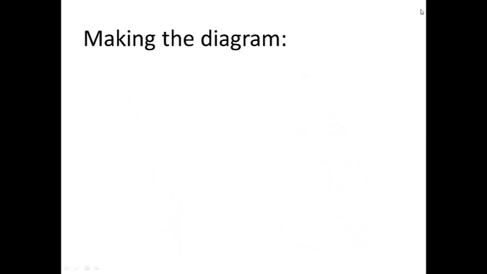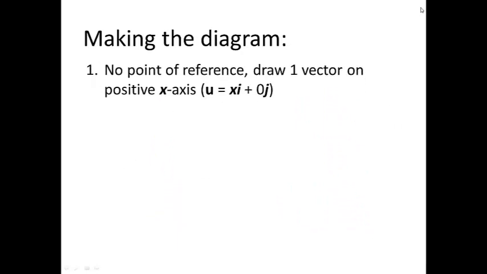Making the diagram. Here's some notes on making the diagram. If you have no point of reference, if they just give you a number, then you always draw one of the vectors on the positive x-axis. Just point it to the right. Okay? Put the starting point at the origin and point it to the right. If they don't give you anything, just leave it as a 0 vertical, and all of it horizontal. This makes your problem a lot easier. We can throw one of the numbers away. Okay, so if this is a magnitude of 7 and they don't give you an angle, then put all of that 7 on the positive x-axis going to the right, and you don't have to worry about the vertical.